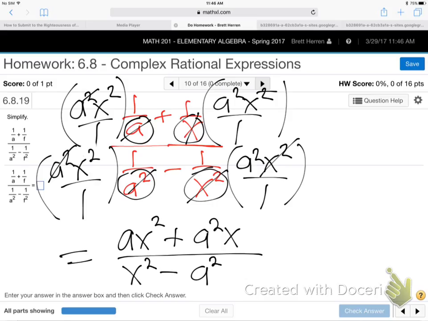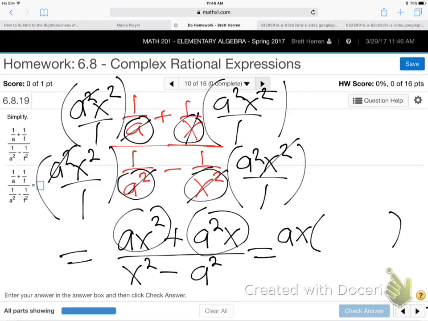So now I'm factoring on the top. I look and I say, what do these guys both have in common? A and x. They both have a. They both have x. They don't both have a squared. One of them has a squared, but they don't both have a squared. They don't both have x squared. One of them has x squared, but they don't both have x squared, right? So just take out what's in common. And ask yourself, ax times what would go back? Be x, huh? Because that would go back to x squared. And ax times what would go back?